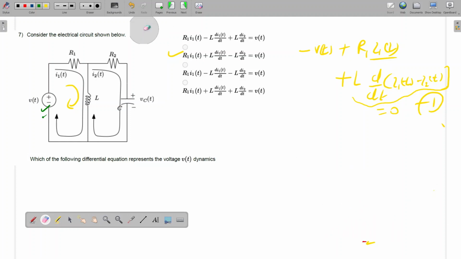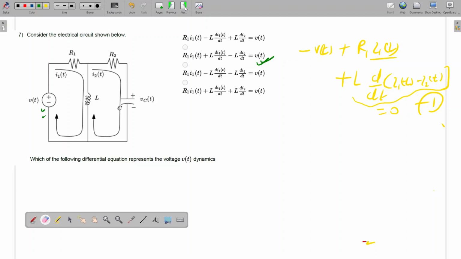So I1, I2, and R1 are there. This side we need not see. So V(t) will be R1 into I1(t) plus L d by dt into (I1 minus I2). Which one is the correct option? The second option. If the answer were also in terms of R2, then we would have to see this side also.